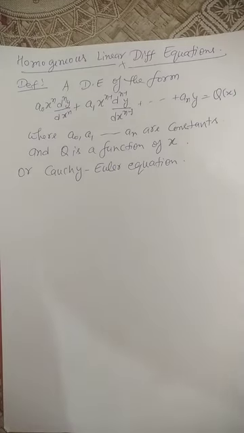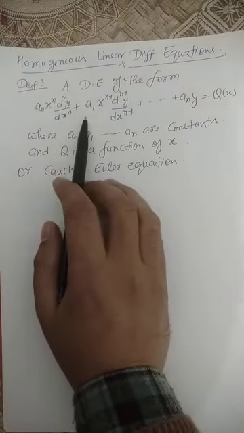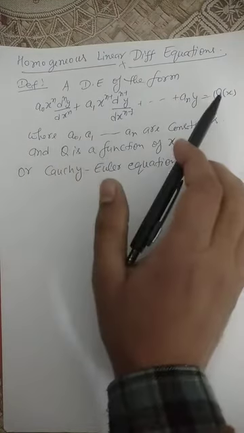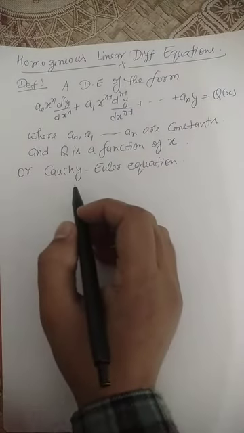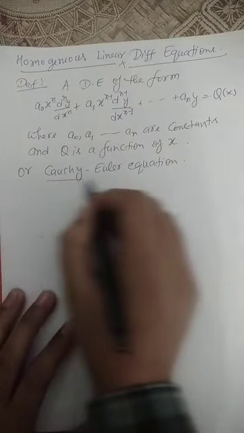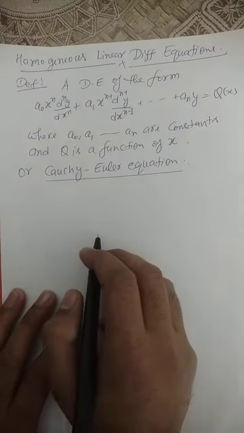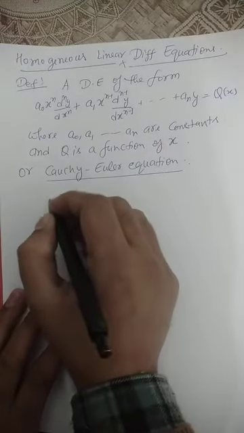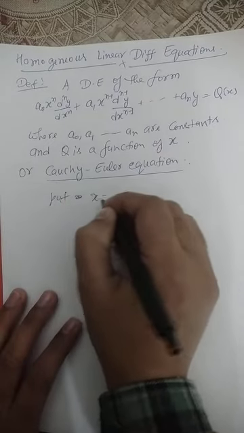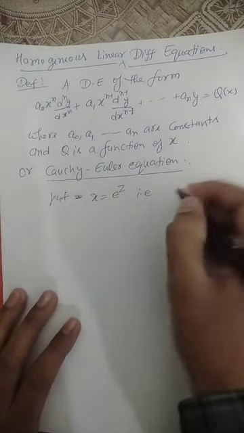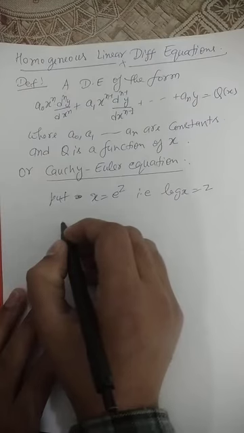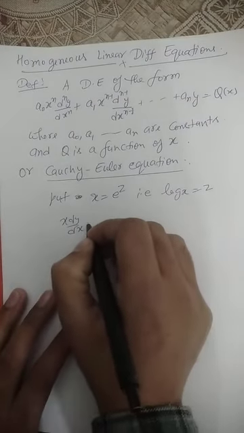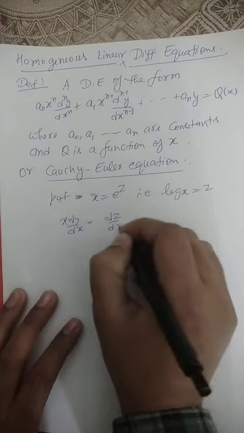As you know, we have already done this. The differential equation of the form where a naught, a1 and so on are constants and q is a function of x is called a homogeneous linear differential equation. Also, we know that this is called the Cauchy-Euler equation. To solve this type of differential equation, we put x equal to e to the power z, that is, log x equal to z, and if we have x dy/dx, we write this as dz over dx.